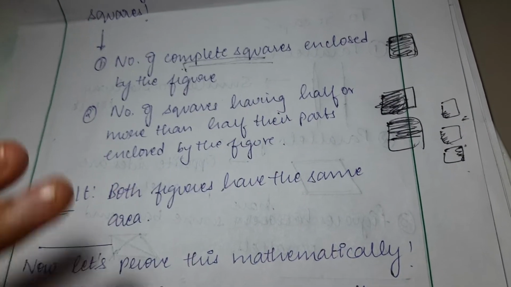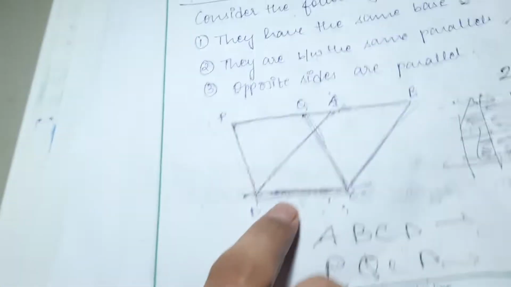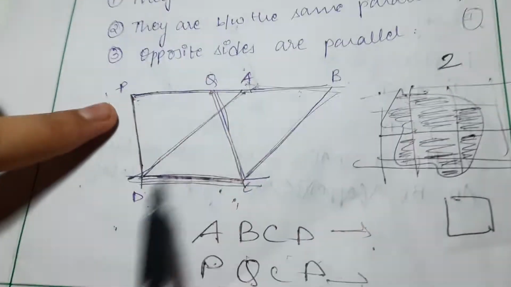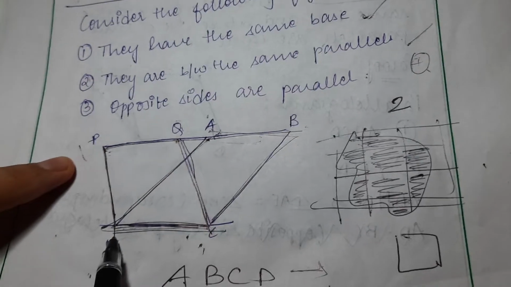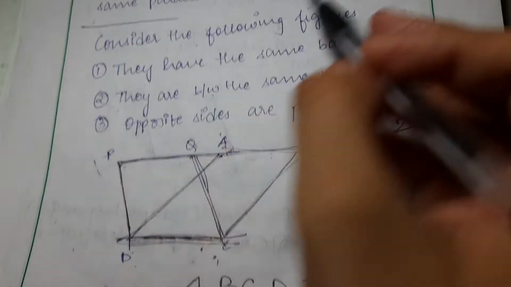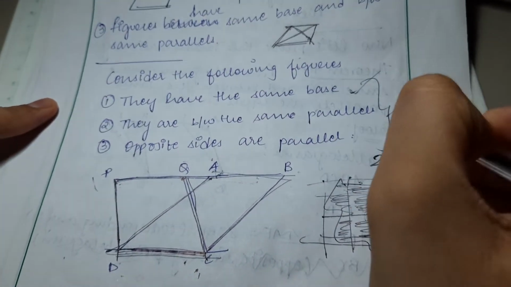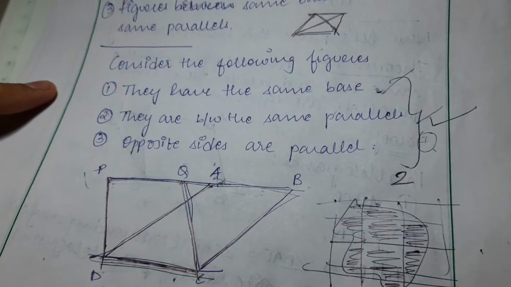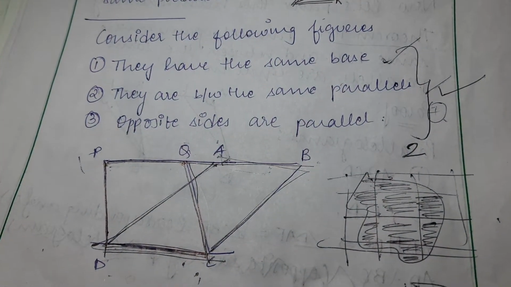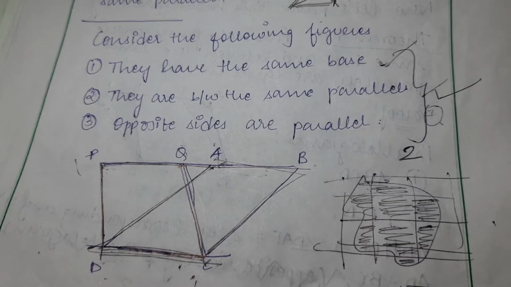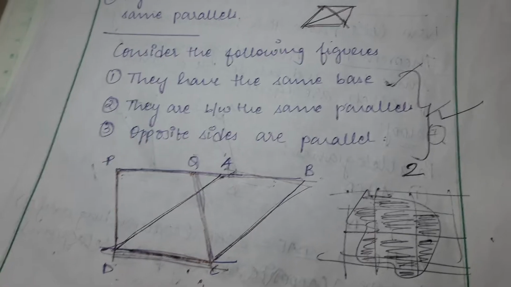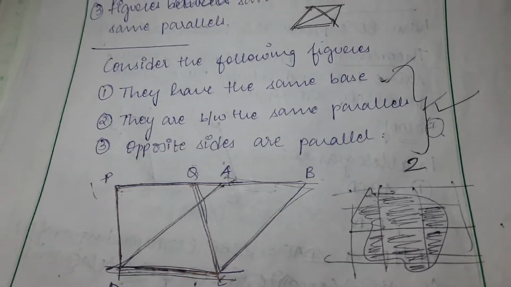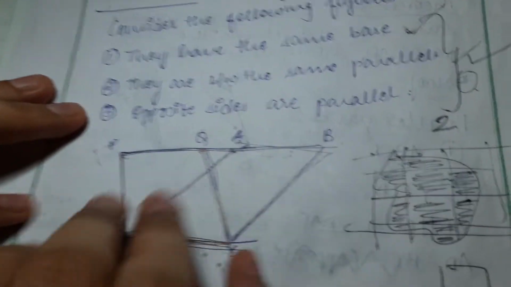And now what you will notice is these two figures that I was talking about, these two here, which are between the same parallels, have the same base, and the opposite sides are parallel. With these three conditions, the figures will have the same area. Now you have proved this graphically. If you do this with a graph paper, you have proved this graphically. But we also have to prove it. You don't always have a graph paper, you know.